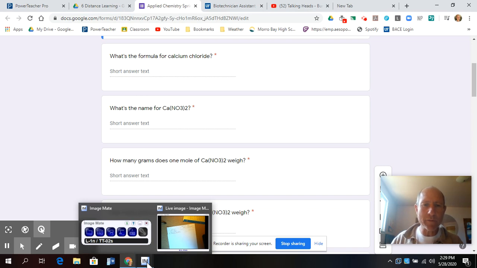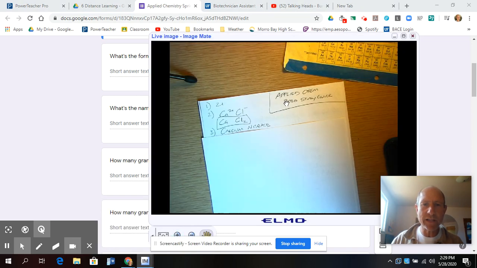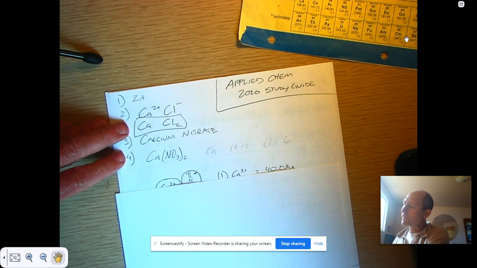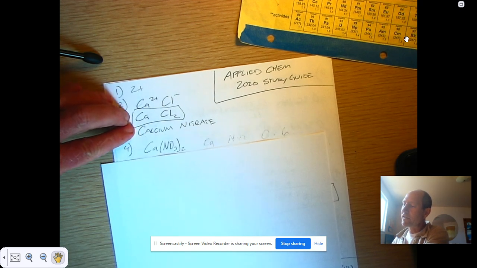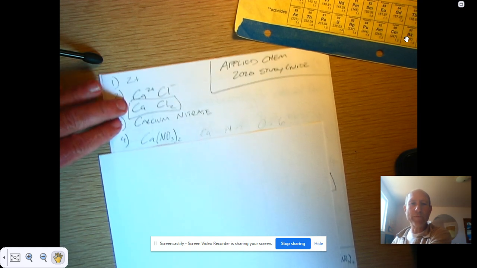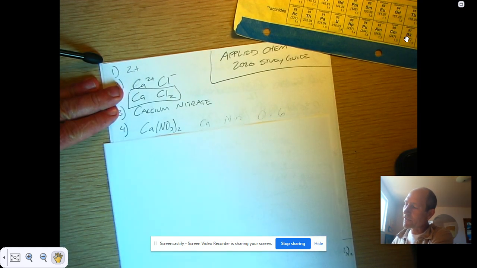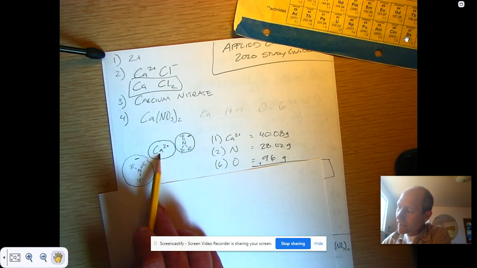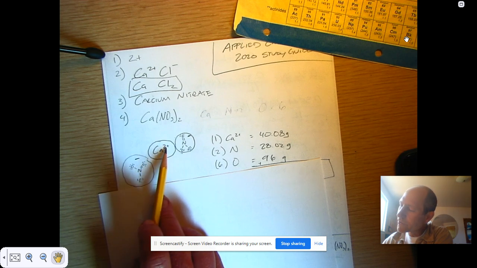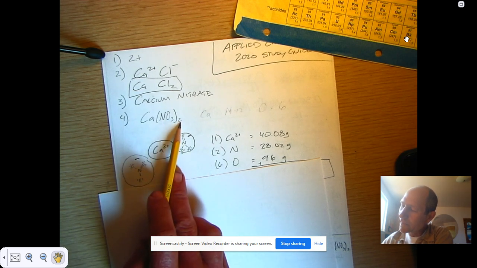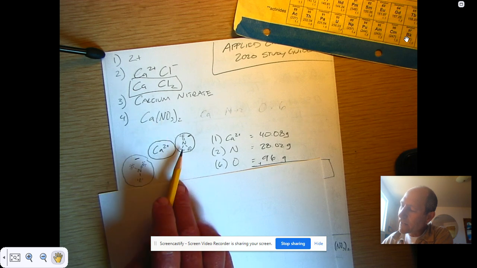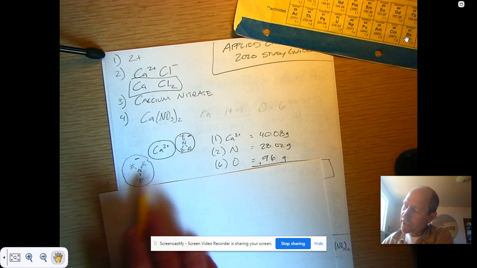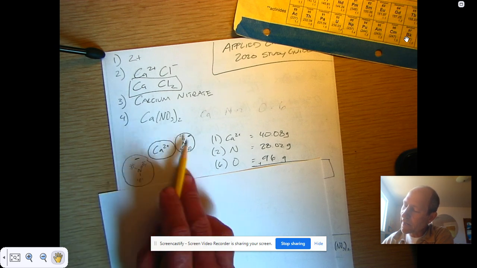How many grams does 1 mole of calcium nitrate weigh? Let's check it out. So it would help if we could visualize what calcium nitrate looks like. And calcium nitrate looks like this. Our cation is a calcium ion with a 2 plus charge, and we have 2 anions, 2 nitrate ions. And nitrates are polyatomic ions. So I drew their Lewis structure in here and showing their charge, -1.